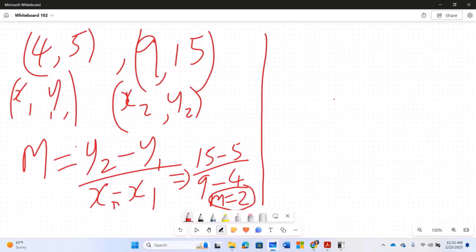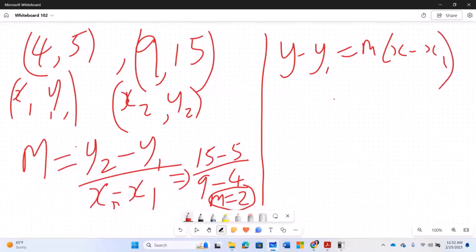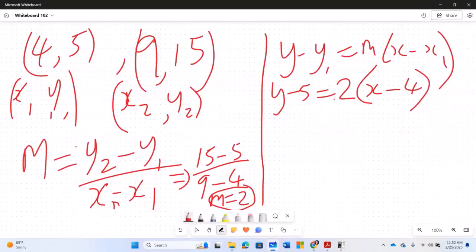Now we need to find the equation. Don't forget that when you're given the slope, you have to use the point slope formula: y minus y1 is equal to slope times x minus x1. Now we want to find the equation using x1, y1 as (4, 5). So y minus 5 is equal to 2, slope is 2, times x minus 4.